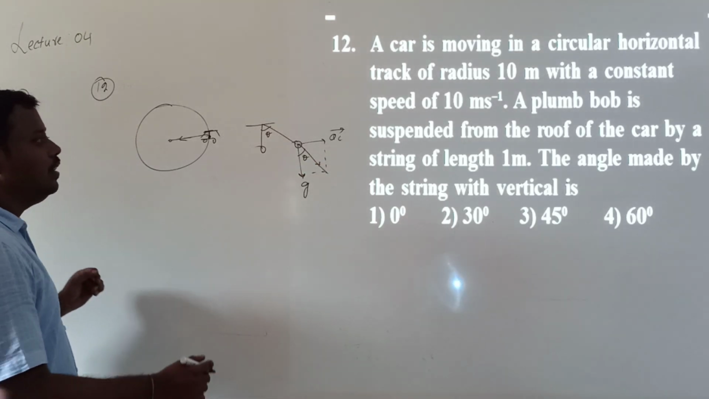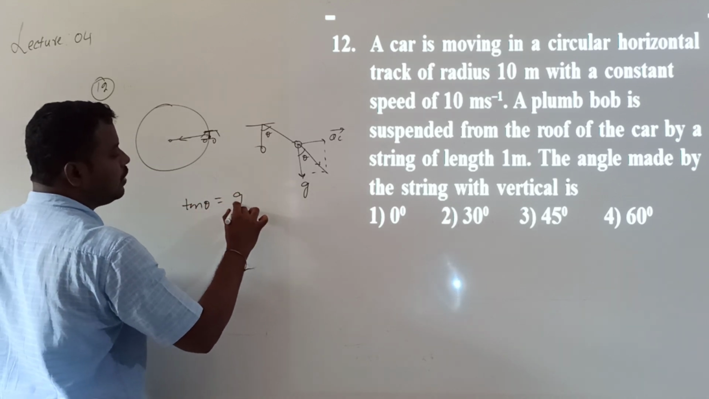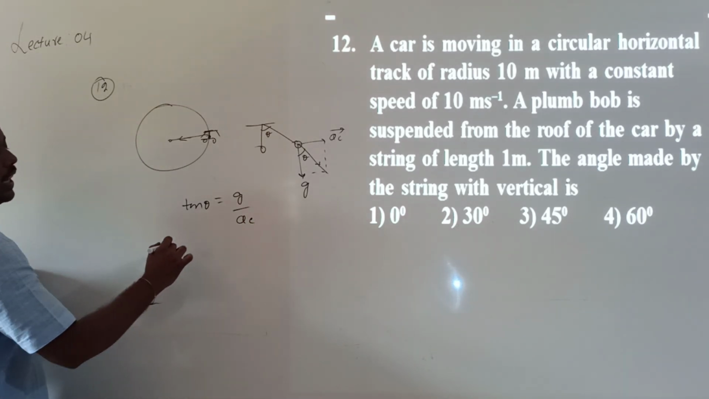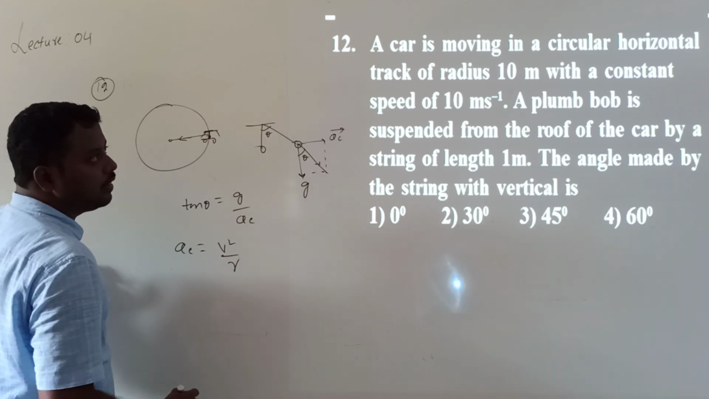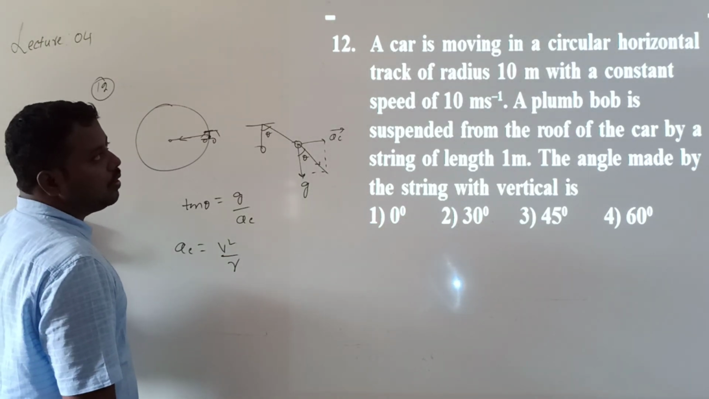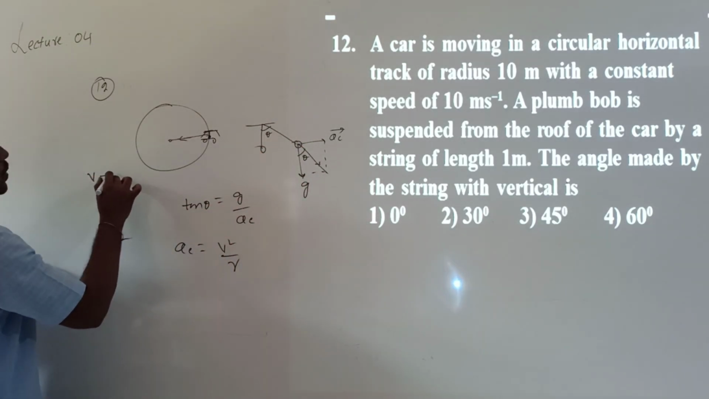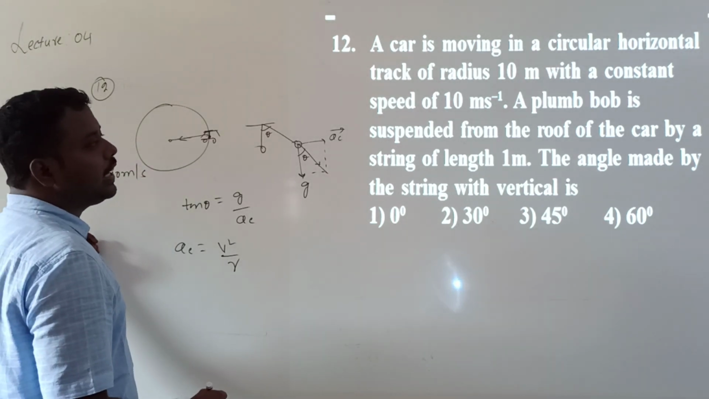Acceleration due to gravity. Now we know, what is the formula for tan theta? Tan theta is equal to g divided by AC. So how can you calculate the AC value? AC is equal to v square by R. So v square by R. What is the radius? What is the speed they have given? The speed with which the car is moving is 10 meters per second.